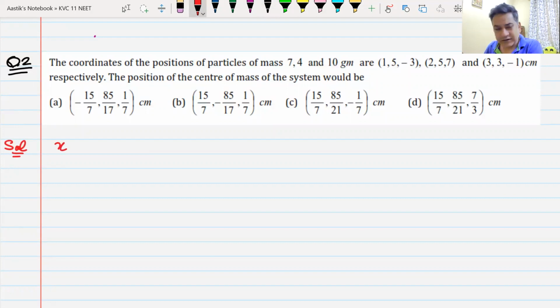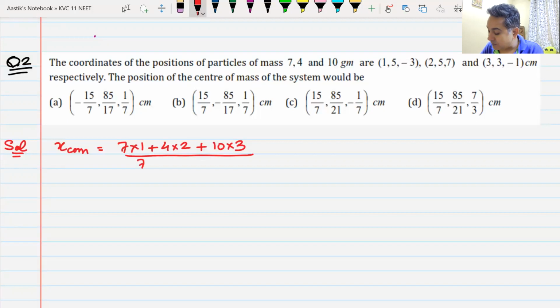I will first find, I can do it this way. I can find the x position of center of mass. The x position of center of mass is m1 x1, so 7 into 1, plus m2 is 4, 4 into x2 which is 2, plus m3 is 10, x3 is 3, divided by 7 plus 4 plus 10. That is, m1 x1 plus m2 x2 plus m3 x3 divided by m1 plus m2 plus m3.